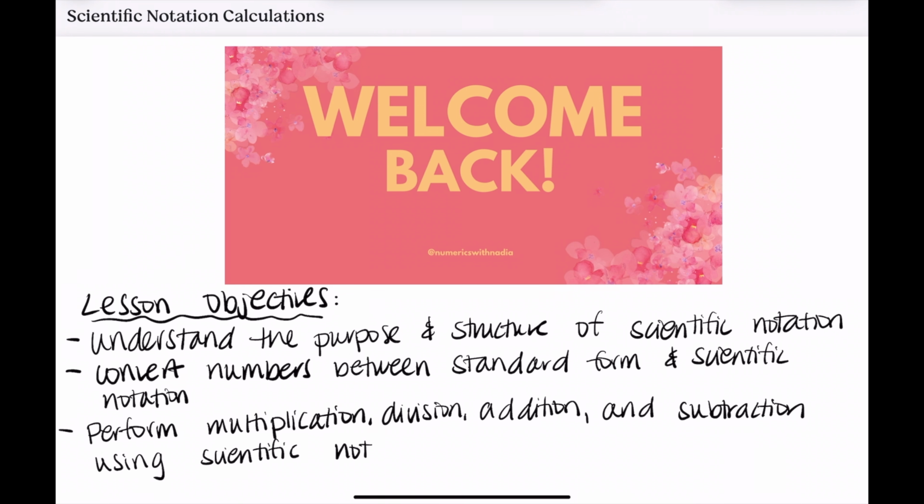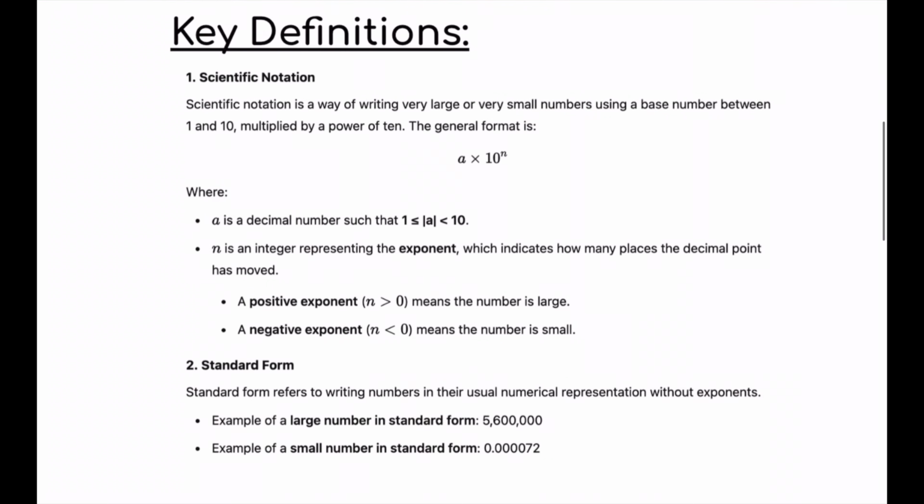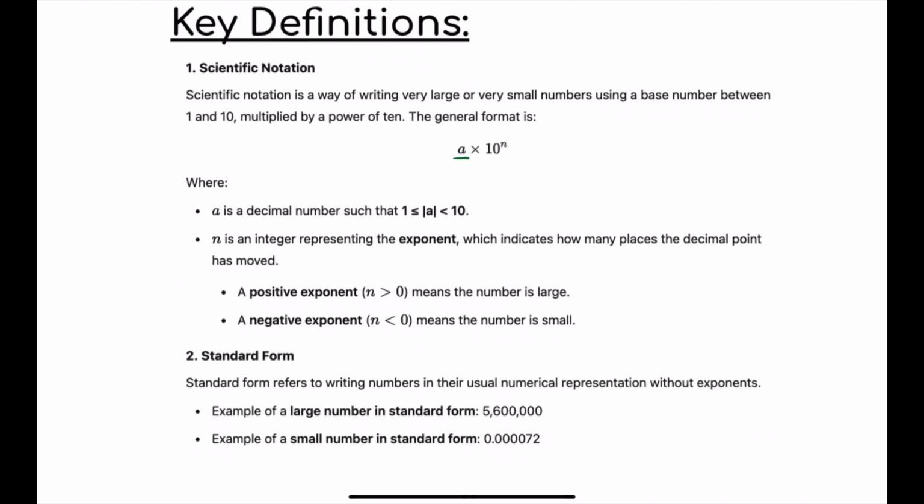And now that we've gone over our lesson objectives, let's get into a few key definitions. So first off, what is scientific notation? As I already mentioned, scientific notation is a way of writing very large or very small numbers using a base number, which here we have as A. And this base number needs to be between 1 and 10.